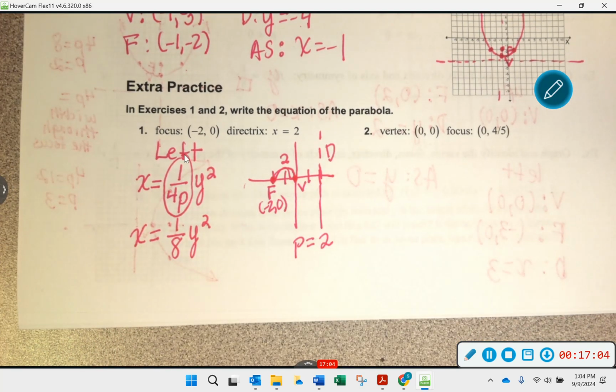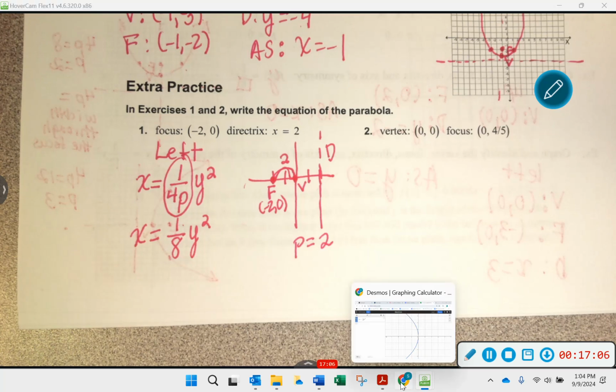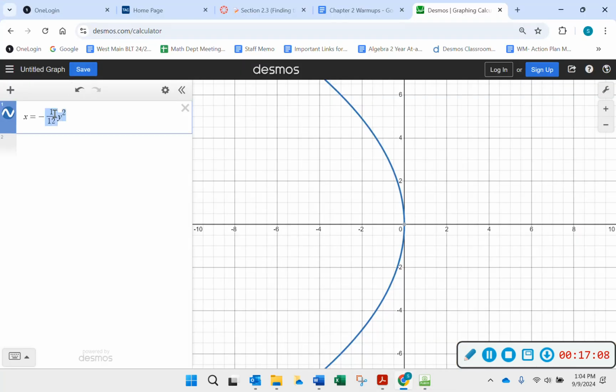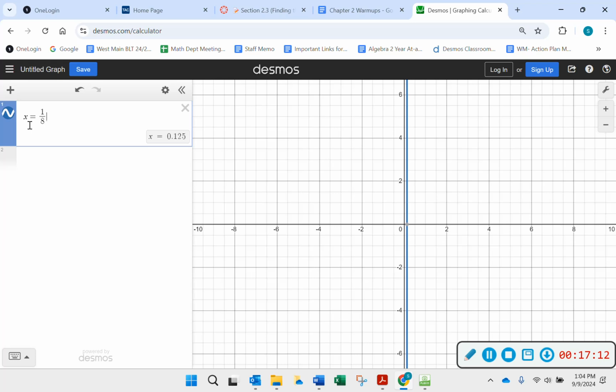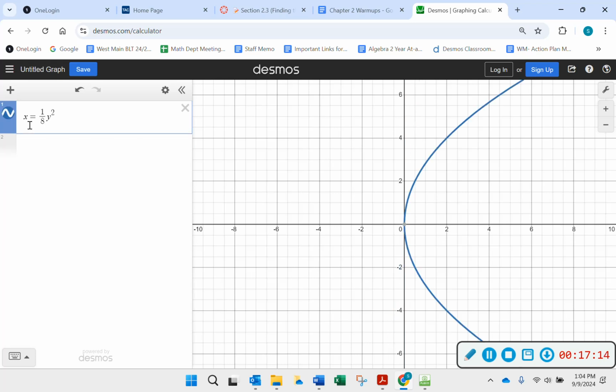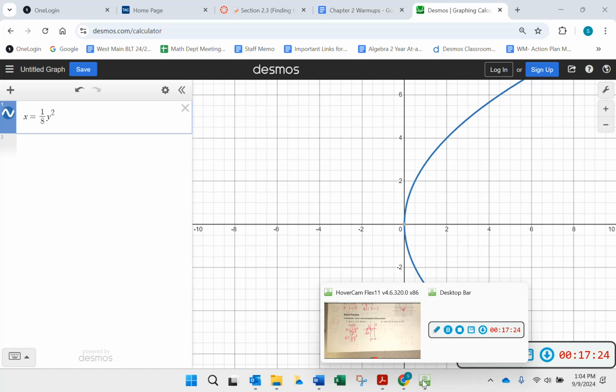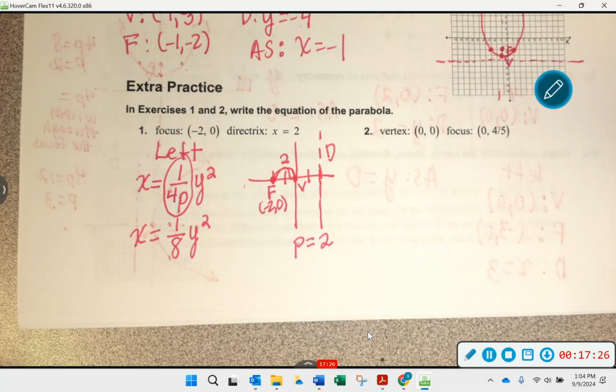Let's check that. I'm going to go to Desmos and check it. X equals 1 over 8 y squared. So that's not what I wanted though, because that focus has to be over here. That's not where our focus is. So what do we do wrong?